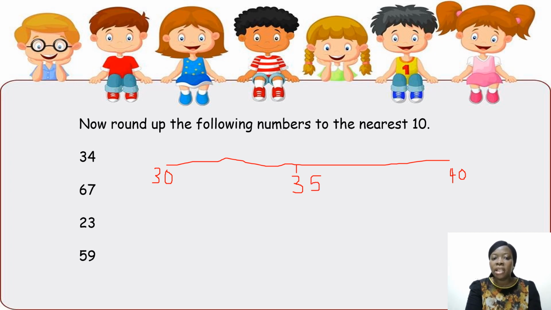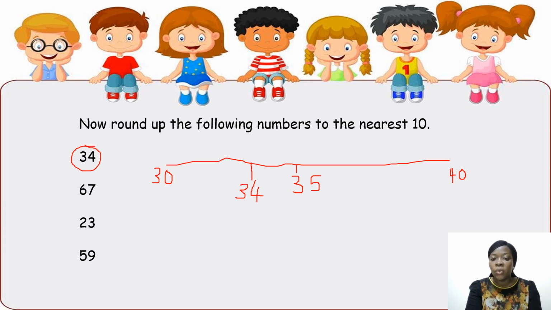So where does 34 sit on this number line? Is it going to sit after 35 or before 35? Before 35. Well done, you know your numbers correctly. So 34 sits here. Why? Because when we count our numbers in ones, you're going to see that we have 30, 31, 32, 33, 34, and then 35.